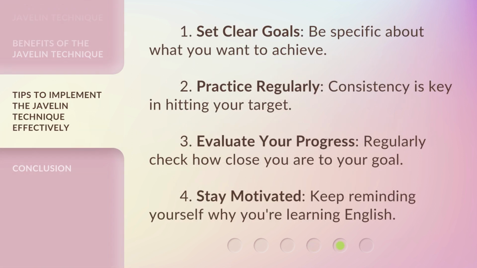1. Set clear goals. Be specific about what you want to achieve. 2. Practice regularly. Consistency is key in hitting your target. 3. Evaluate your progress. Regularly check how close you are to your goal. 4. Stay motivated. Keep reminding yourself why you're learning English.